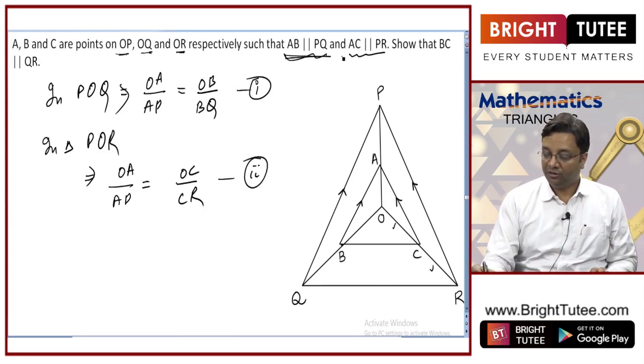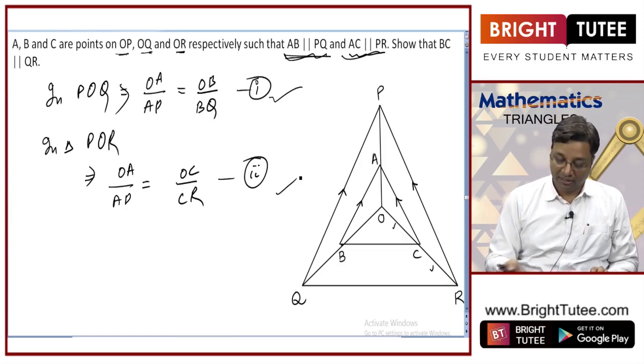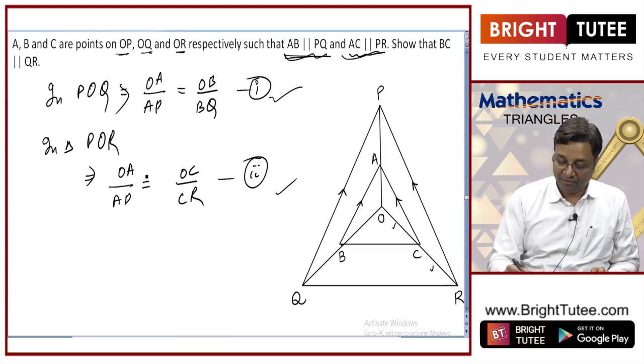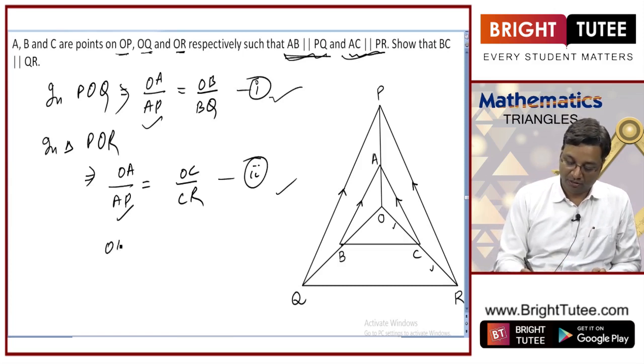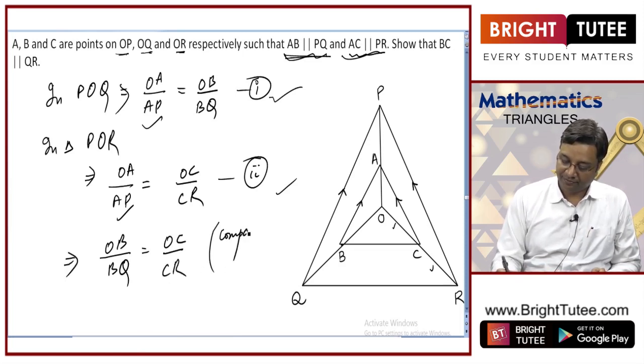So using these two pieces of information, I have got these two results. I can very well compare these results because the left hand side is equal. So OB by BQ is equal to OC by CR. How did I get this? By comparing or equating 1 and 2.